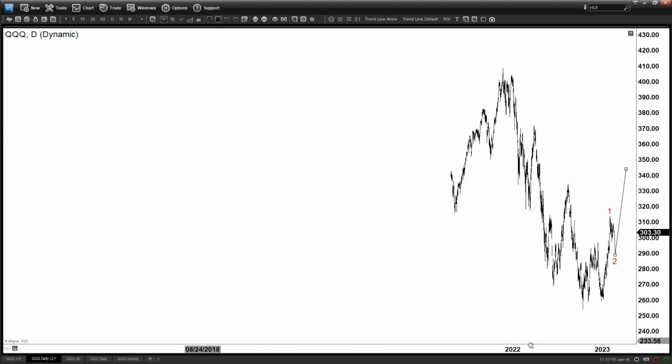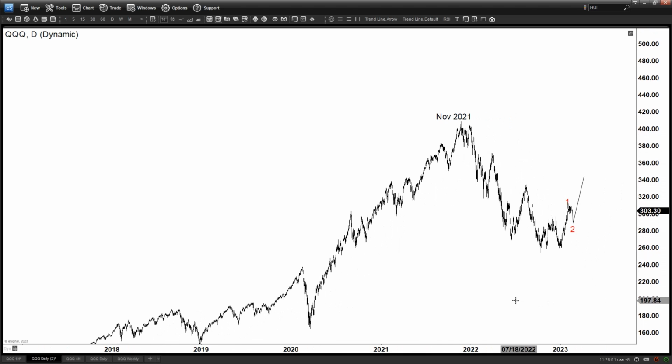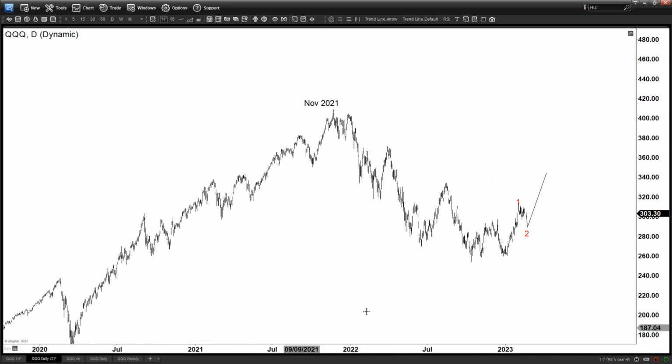Okay, let's see, a couple of observations here. So this is the all-time high in the QQQ back in November 2021, right? Since then it has corrected quite a lot, all the way down to 250 from 400, so almost half, almost like a 50% correction.